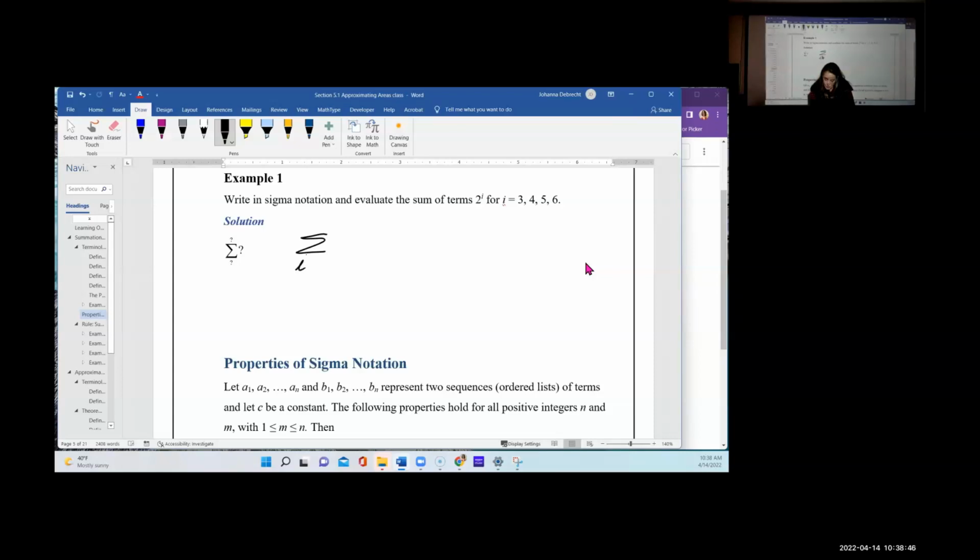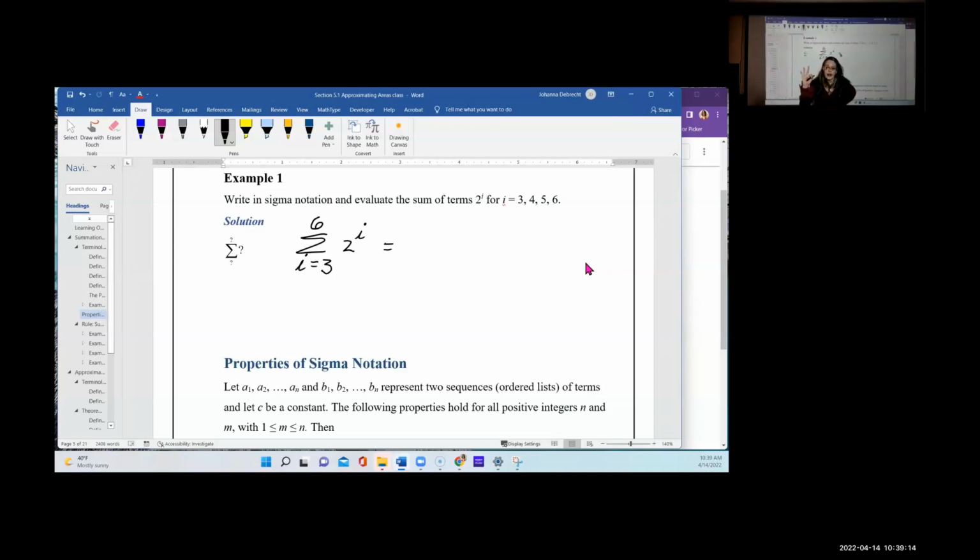And it looks like we're using i for the index. So we have from i equal 3, and the last value is 6. And we want to evaluate the sum of the terms of 2 to the i power. So remember, I said i used to be most commonly used. It's less commonly used now, but it used to be the most common one until we started doing so much with imaginary numbers. So now what does this mean?